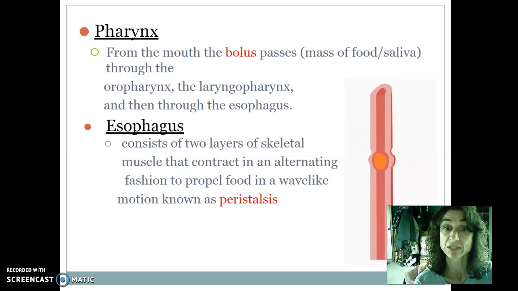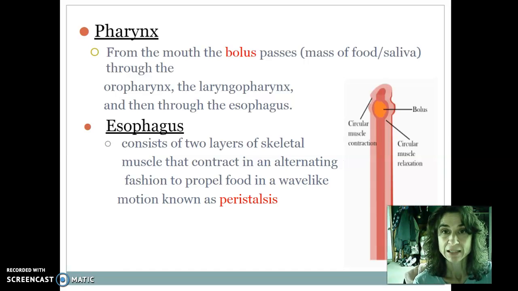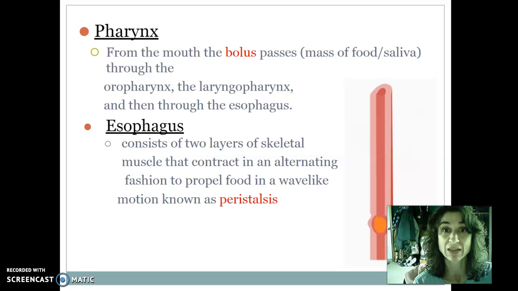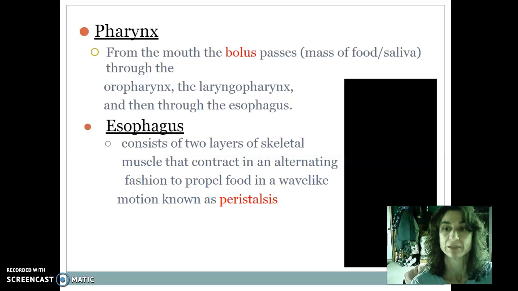consists of two layers of skeletal muscles that are going to contract, and they propel the food downward. It's a slow moving process. It's a wave-like process where it kind of goes like this, okay, to move that food down like you can see on your screen, and that's called peristalsis.